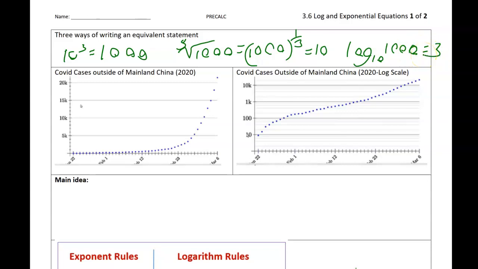So these all mean the same thing. They express the same information, right? 10 to the third power is 1,000, but they're written different ways with different notations.